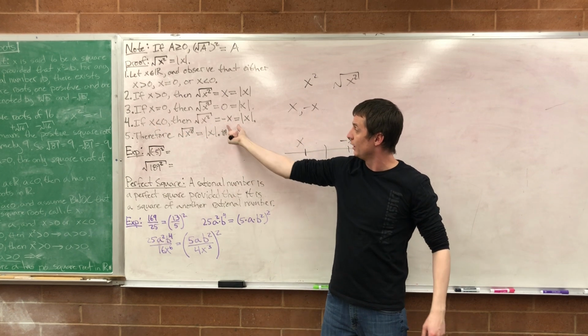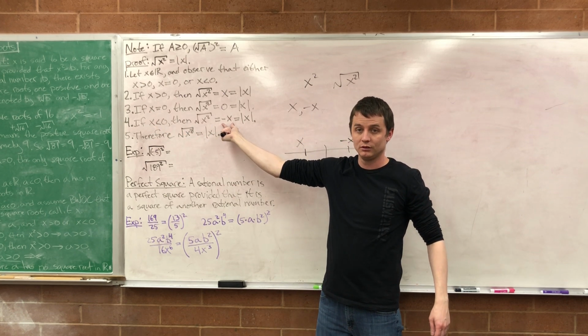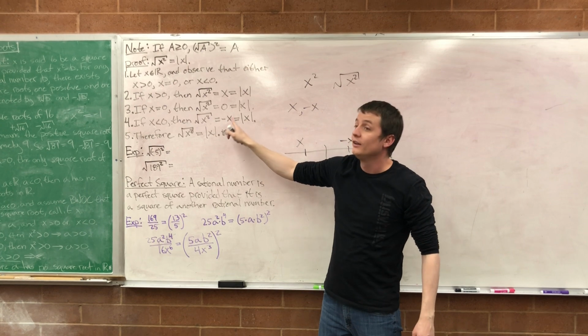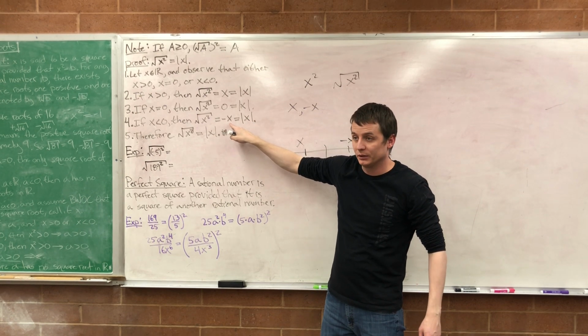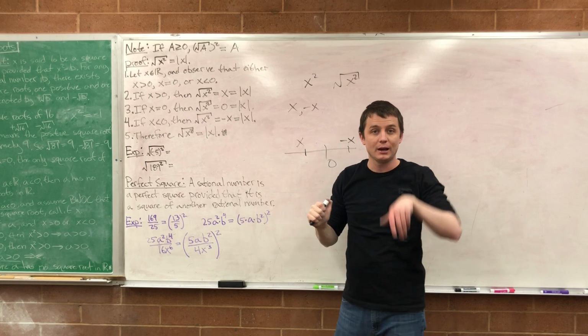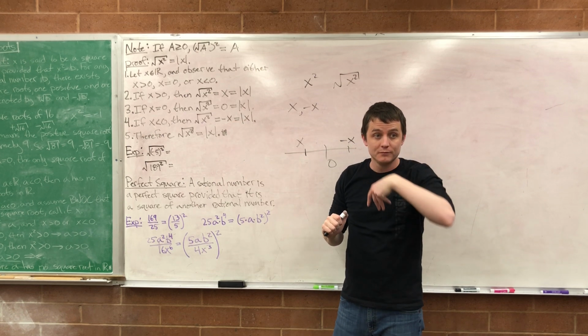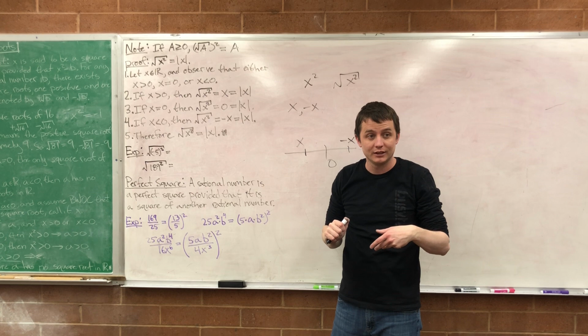So a negative of a negative number is a positive number, right? Furthermore, the absolute value of a negative number is negative that negative number. And so it's still equal to the absolute value of x. Okay. You follow that? Is that a bit much?